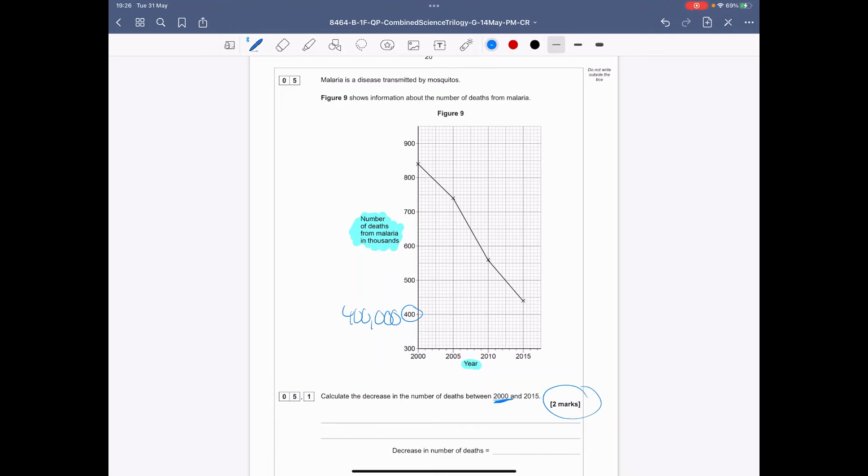So at 2000, if we're calculating the decrease in the number of deaths between 2000 and 2015, if we read off our scale, in 2000 it was 840, but in 2015, if we read along, just below 450, so it's 440. So we would then do 840, but remember it's thousands, minus 440, remembering it's 440,000 again, and therefore the difference is 400,000.